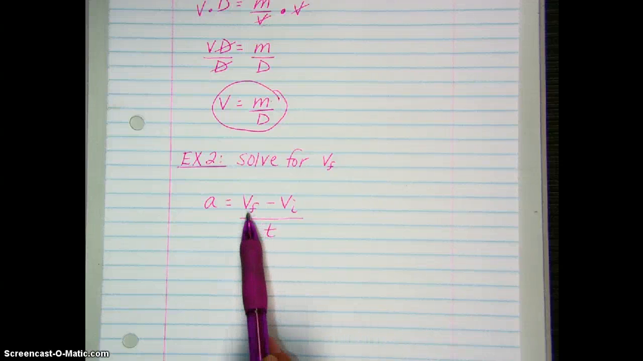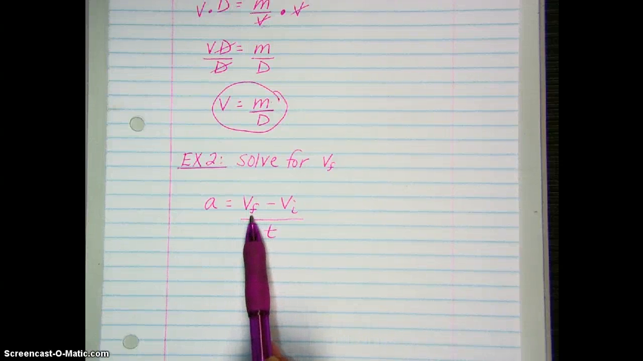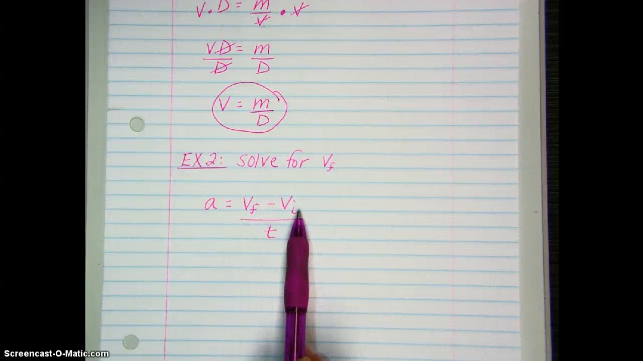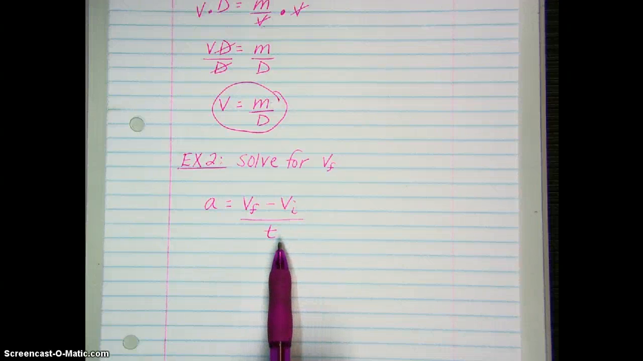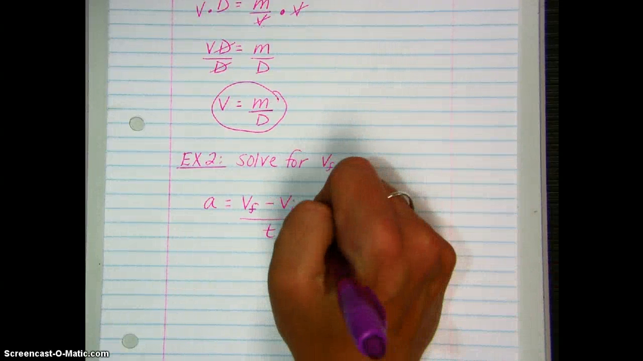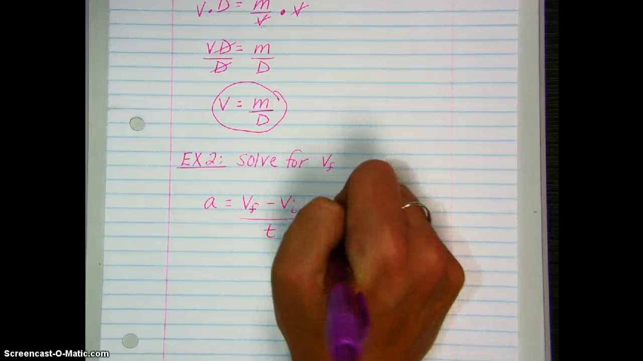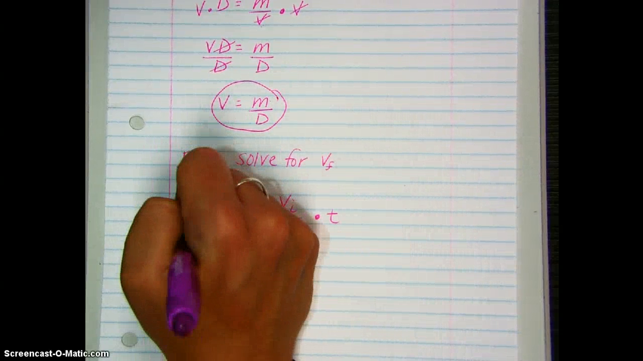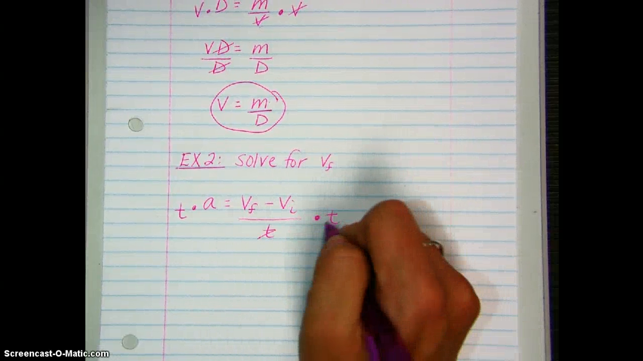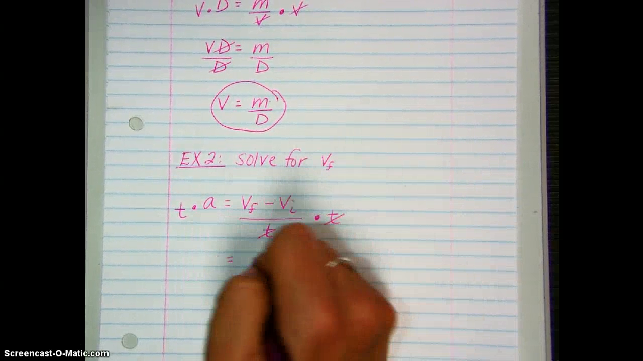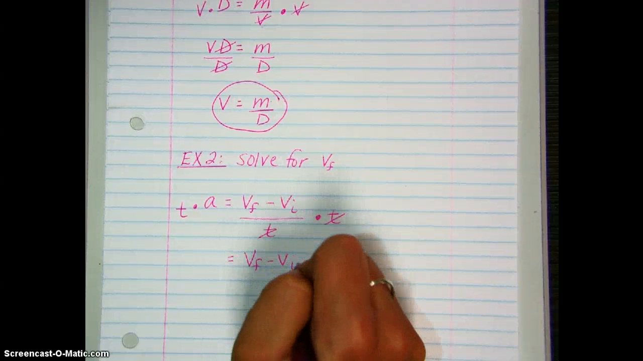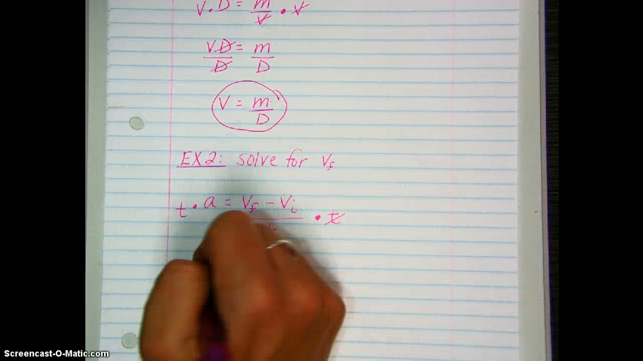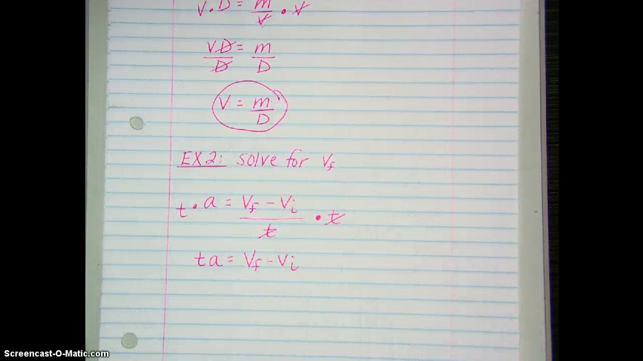So in this case, we're solving for vf. We want vf by itself. So we ask ourselves, well, what's being done to vf? vi is being subtracted from it, and then it's being divided by t. So we do the opposite in the opposite order. So the opposite of dividing by t is multiplying by t. So we multiply both sides by t. Okay, these are going to cancel, leaving you with the numerator, vf minus vi. And on the left we have t times a, which we can just simply write as ta.